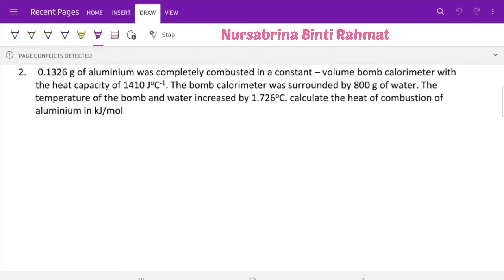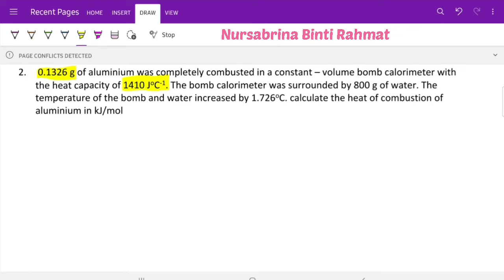So let's move on to the second question. Let's look at it. We have here 0.1326 gram of aluminium completely combusted in a constant volume bomb calorimeter with a heat capacity of 1410 joule per Celsius. We have two types of calorimeter. One is the constant pressure calorimeter, which refers to your simple calorimeter. The constant volume calorimeter refers to your bomb calorimeter.